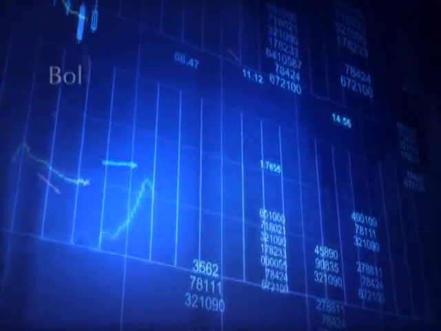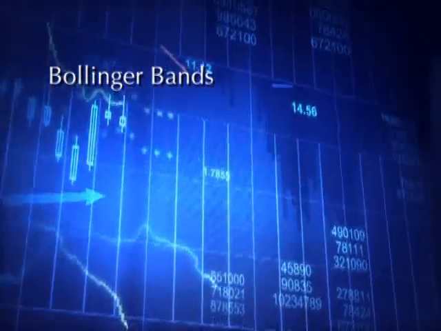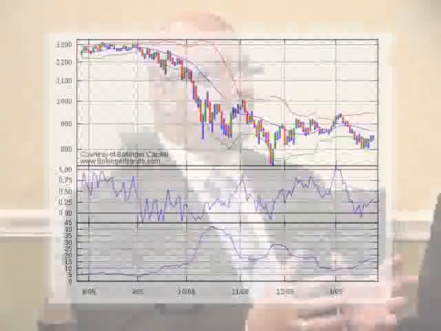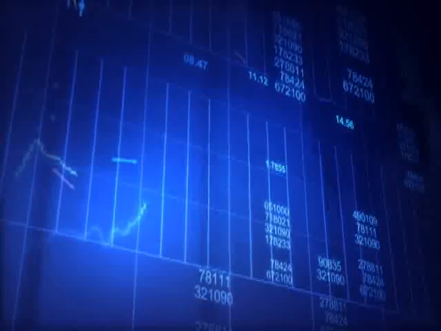Could you tell us about Bollinger Bands? Sure. Bollinger Bands are volatility curves used to identify extreme highs or lows in price. Bollinger Bands establish bands around a currency's moving average using a set number of standard deviations around the moving average. Then you've got MACD, which is pronounced MAC-D.